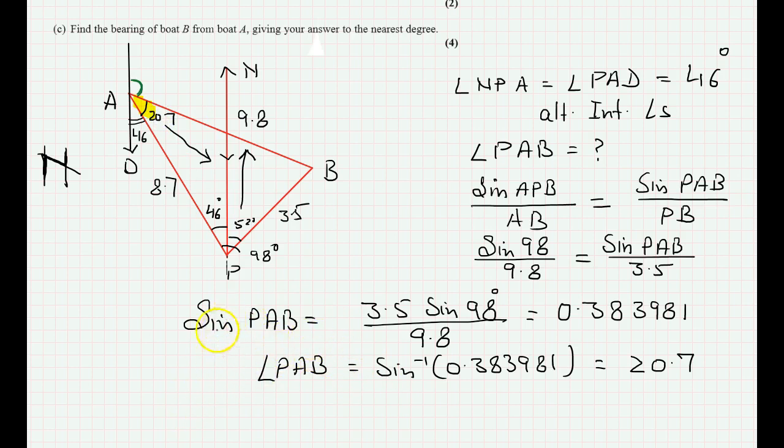So the bearing of B from A will be angle N'AB. This total angle is 180 minus 46 minus 20.7. To the nearest degree, the answer will be 113 degrees. So that is the answer to this question.